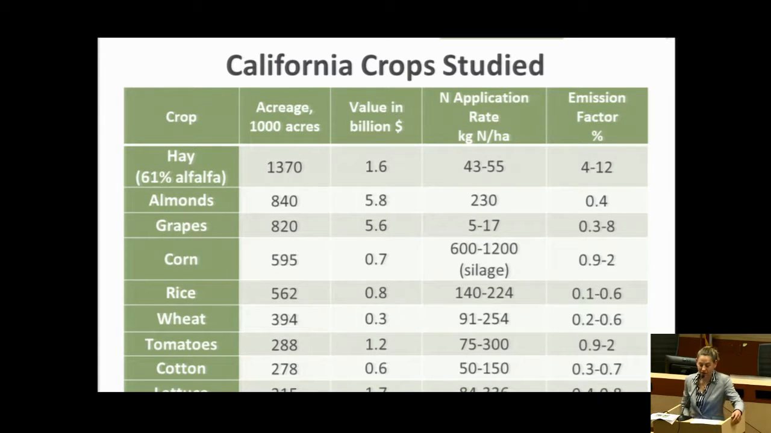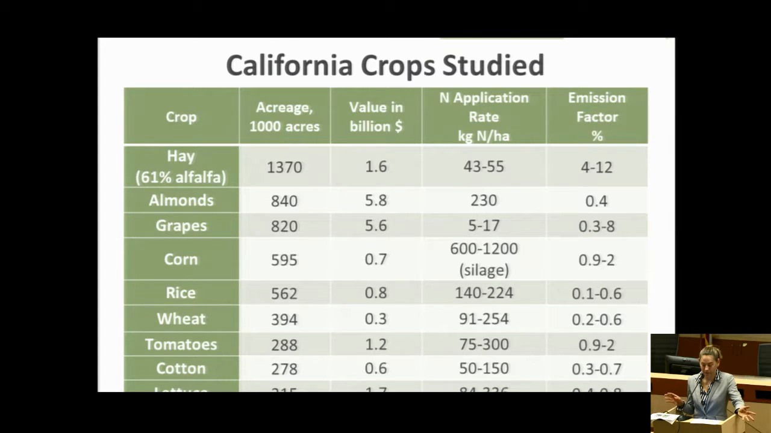So the studies that we've done included 9 of the top 10 crops with the highest acreage in the state. They represent 70% of the state's total cropland acreage and 40% of the economic values. Emission factors varied between and within crops due to variabilities in soil, weather, and management practices. Most deviated significantly from the default emission factor of 1.1% that the IPCC uses.